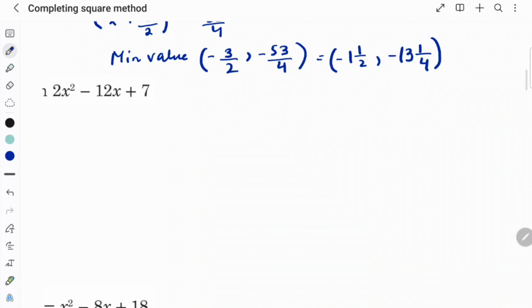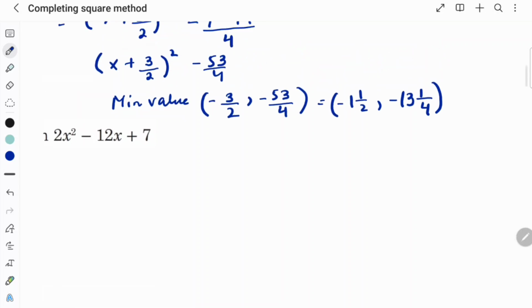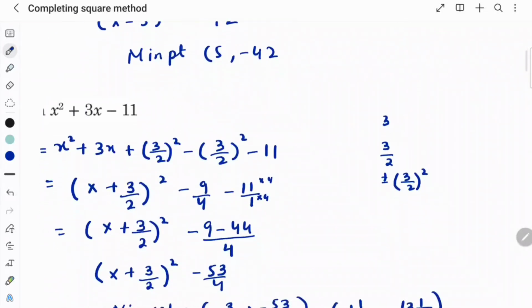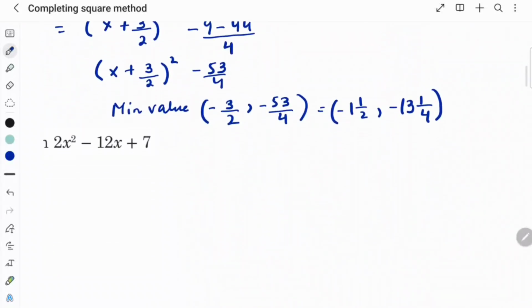Okay, now this is a slightly different question. You know that the coefficient of x squared is not 1. We can see that in all previous questions the x squared coefficient was 1, and we can apply the completing square method.